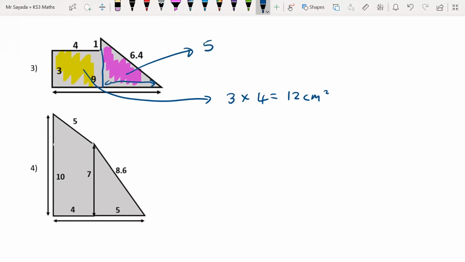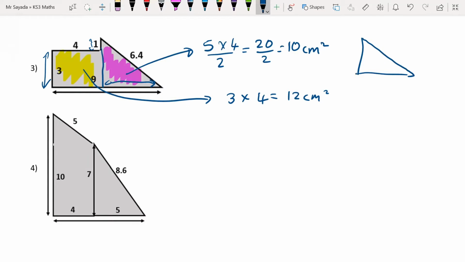The height is going to be the same. It's going to be the 3, which is this, plus the 1, which makes 4. So the height is 4. 5 times 4 over 2, 20 over 2, which is 10 centimeters squared. I'm just going to draw that triangle to make that really clear. So the base of that triangle was 5 because it was 9 minus 4. The height of the triangle was 3 plus 1, which was 4. I add those together, 22 centimeters squared.